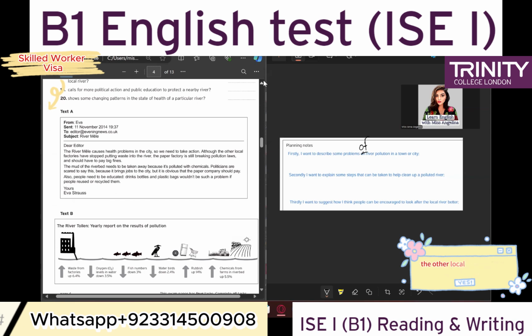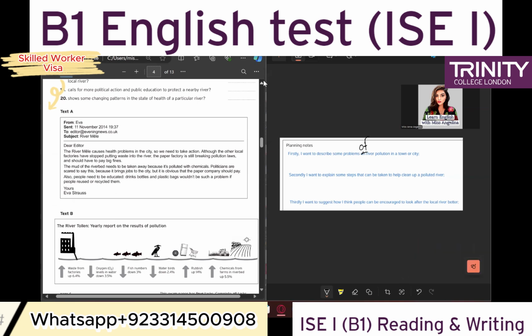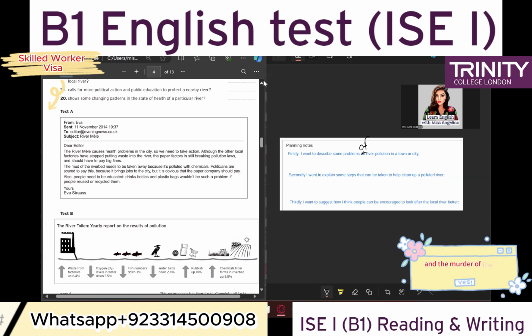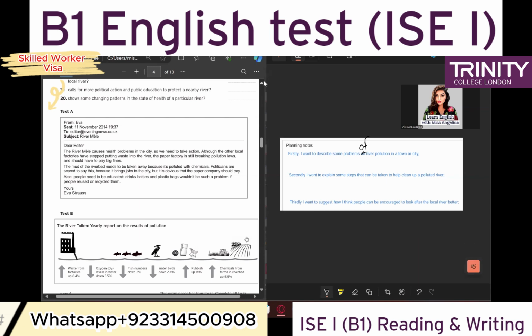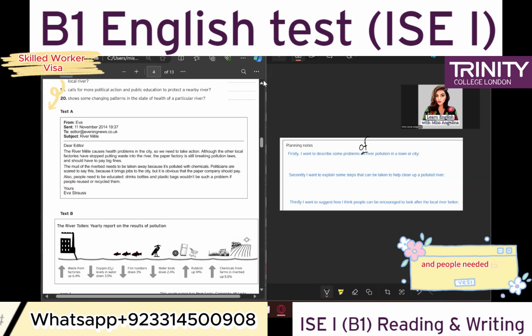Although the other local factories have stopped putting waste into the river, the paper factory is still breaking pollution laws, and the mud of the riverbed needs to be taken away. It's polluted with chemicals. And people need to be educated.